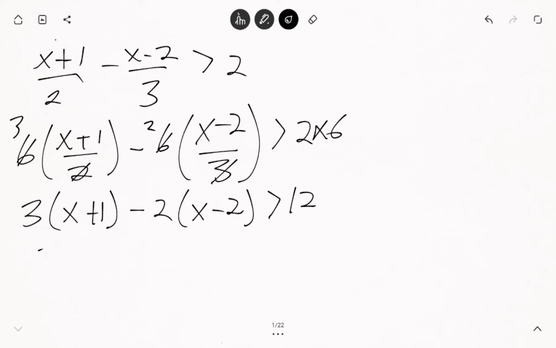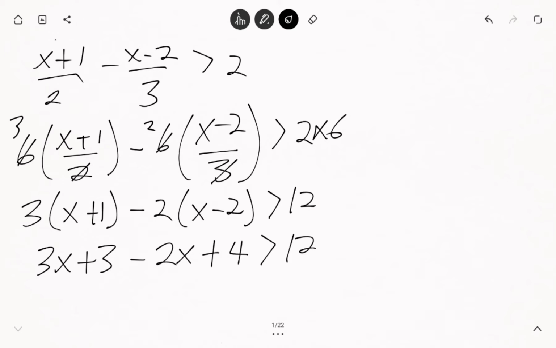So from here, all we have to do is to simply expand the bracket and find the value of x. So if we do that, we're going to have 3x + 3 here minus 2 multiplied by x will give us 2x. Then 2 multiplied by 2 over here, because the negative sign is going to affect what is inside the bracket, it will become positive 4 greater than 12. So from here, we can see 3x and negative 2x. That will give us x. 3 and 4 will give us plus 7. So we have x + 7 is greater than 12.